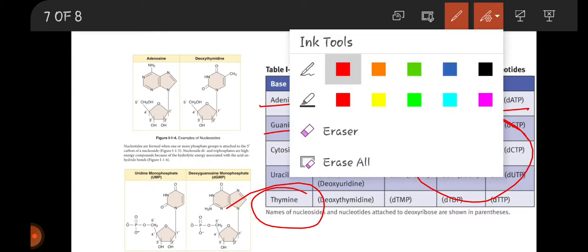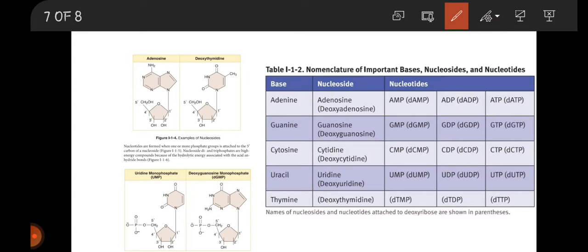Now we will talk about the structure. So let's focus on the first figure. Okay, so at first you can see that this picture has two rings. As it has two rings, it's a purine, and it has an amino group in the 12 o'clock position. It is adenine, and with the addition of ribose sugar, this is adenosine.